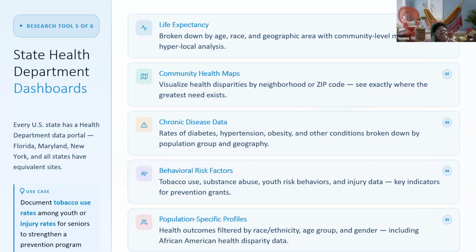What's the website for this? We're going to go to it when we finish this right here. We're going to go to all these websites, each one of these websites. But before we get to the website, I'm just going to give you some information about what the website is going to look like. Then we're going to learn about life expectancy, community health map, chronic disease data, behavioral risk factors, etc.